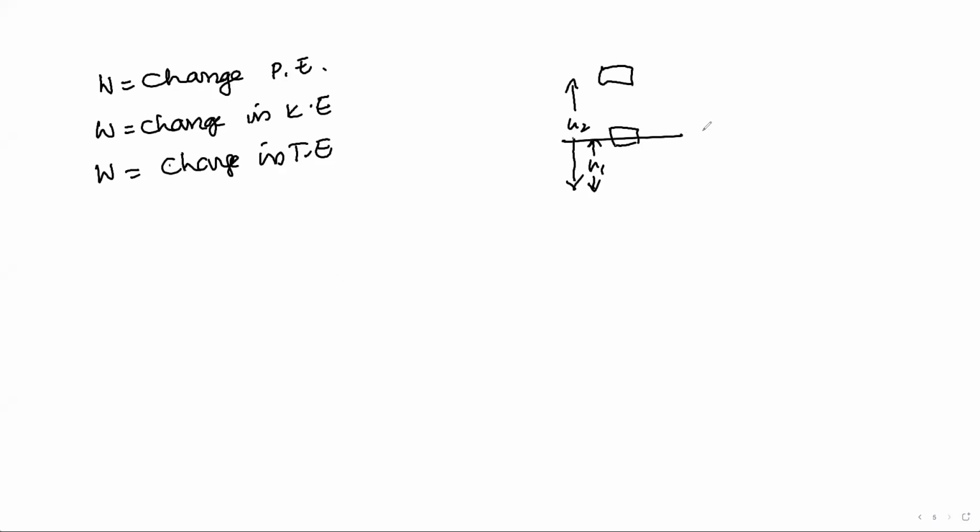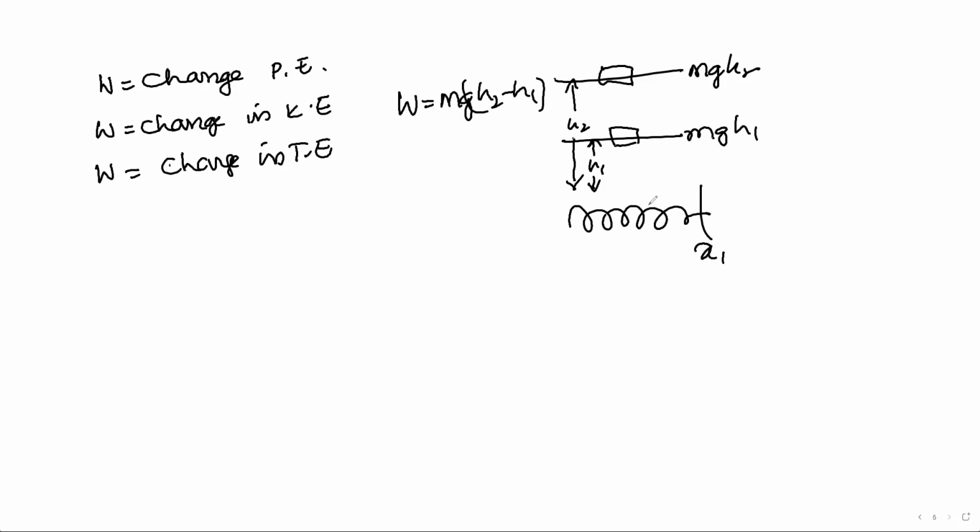Already we know that at height h1, potential energy is mgh1. At height h2, potential energy is mgh2. Then what is the work done? Change in potential energy, mg(h2 minus h1). Similarly, I want to compress a spring from x1 to x2. What is the potential energy? What is the work done? Change in potential energy, half k(x2 square minus x1 square).